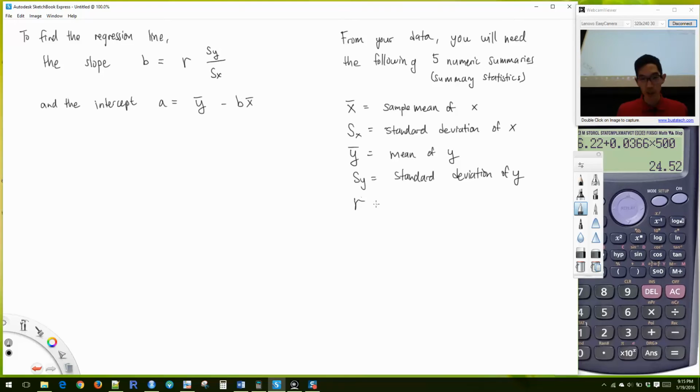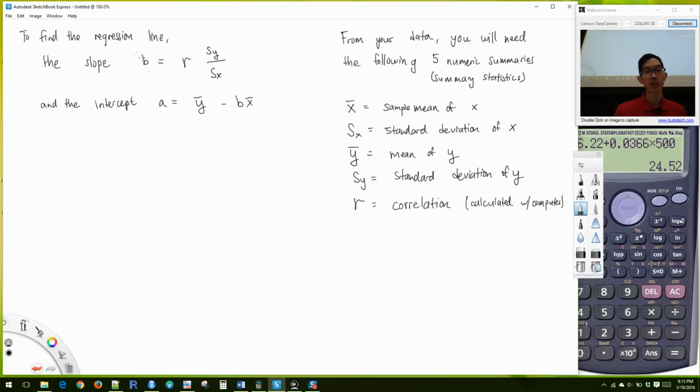And then the last one we need is R, which is what? Correlation, right? In correlation, we said we're not going to learn how to calculate it in this class. This will be calculated with the computer. So you have these 5 numbers, and all you do is plug those numbers where they belong, and you'll get a b.